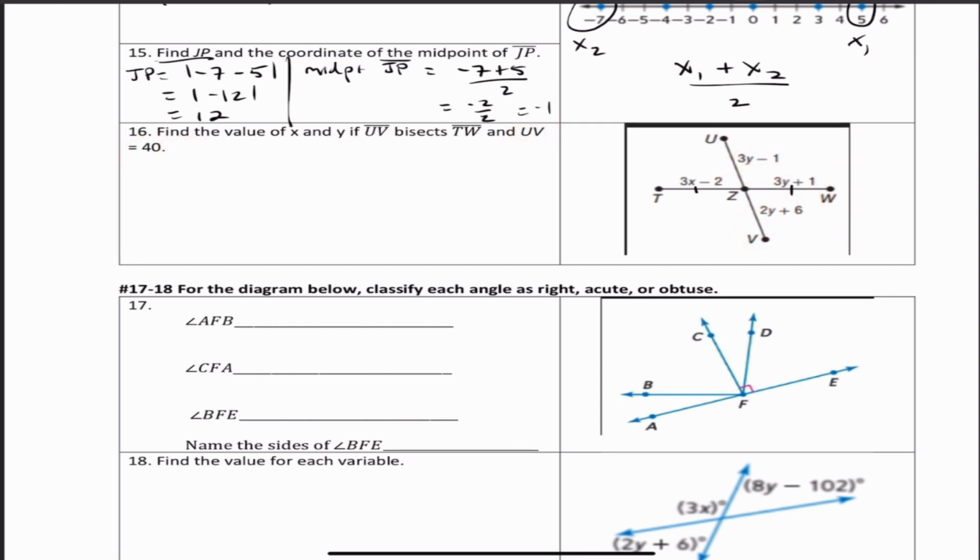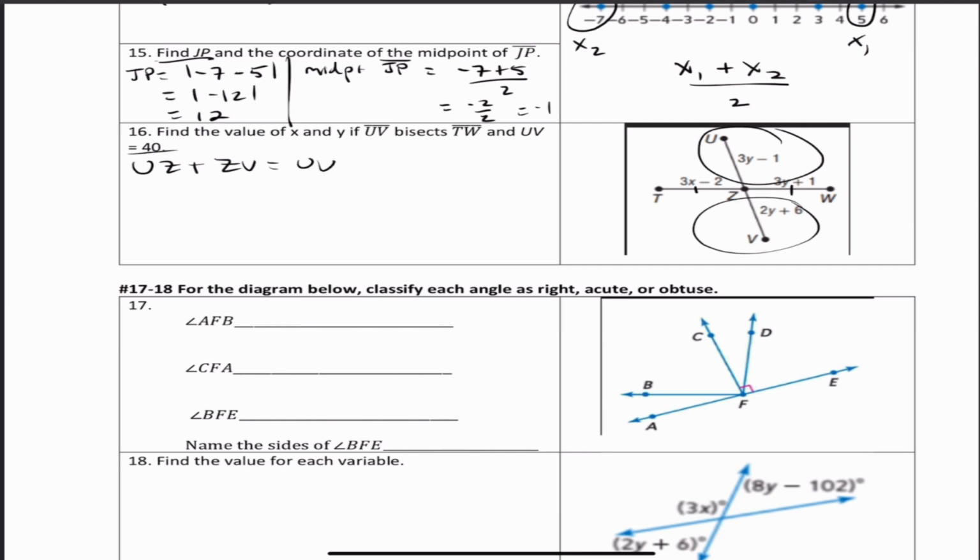And by the way, I just want to make sure we're all clear. Just because this bisects this does not mean that this is congruent to this. We cannot assume that, just because this is the bisector, this segment and this segment are congruent. We cannot assume that, but we can assume that this is congruent to that because of this. So remember, part plus part is equal to whole. So I have UZ plus ZV equals, well, what is it, 40? Or I'm sorry, that should be UV.